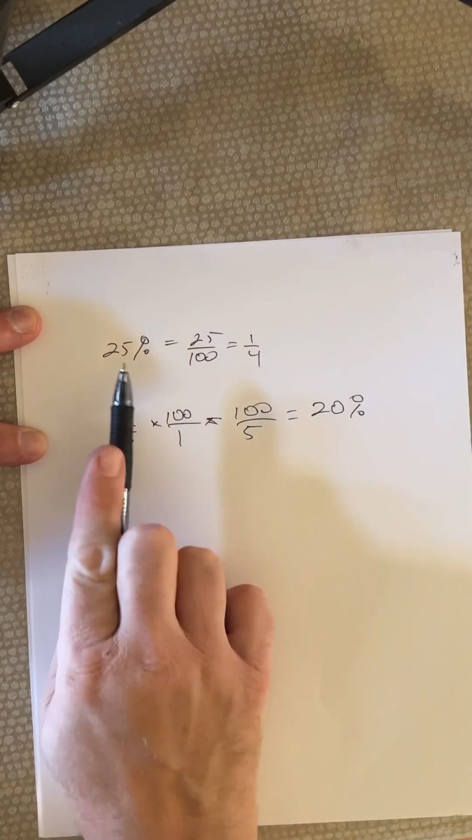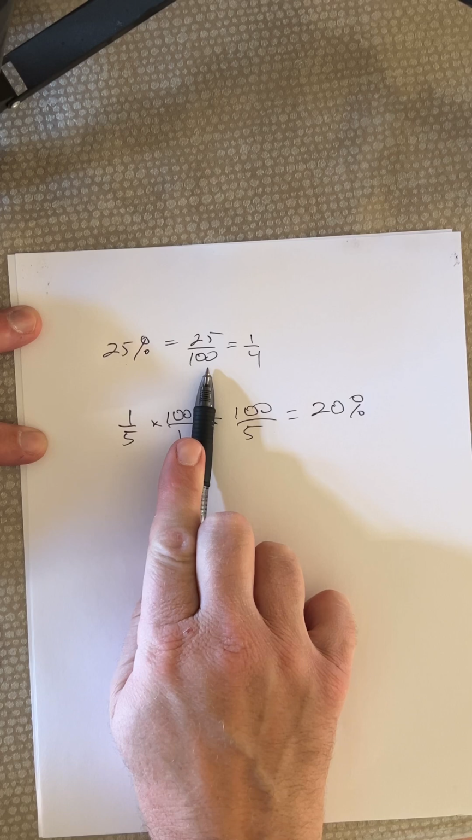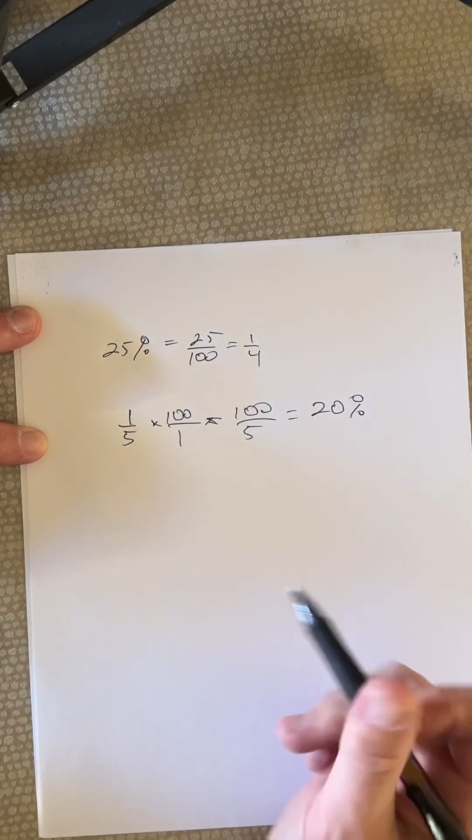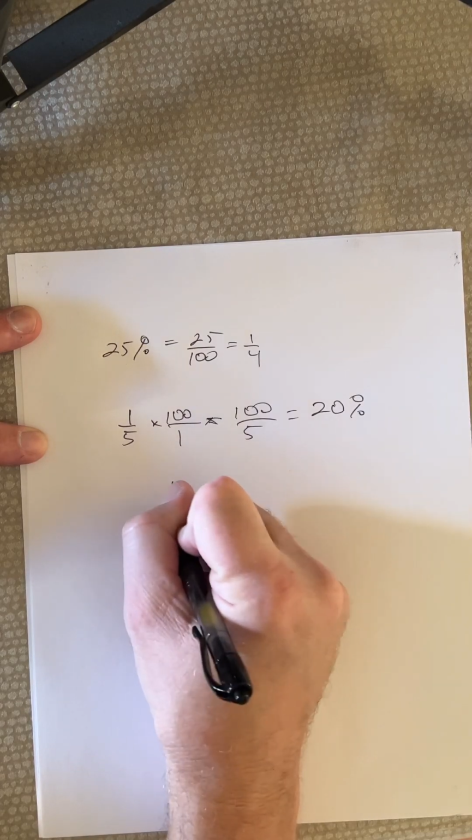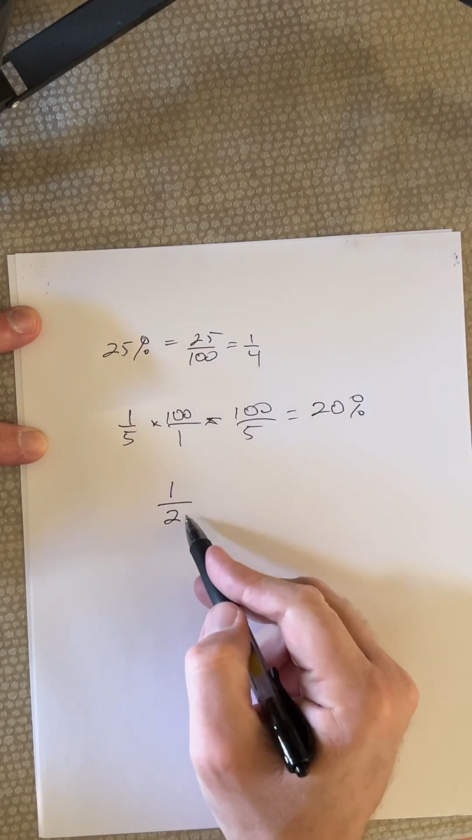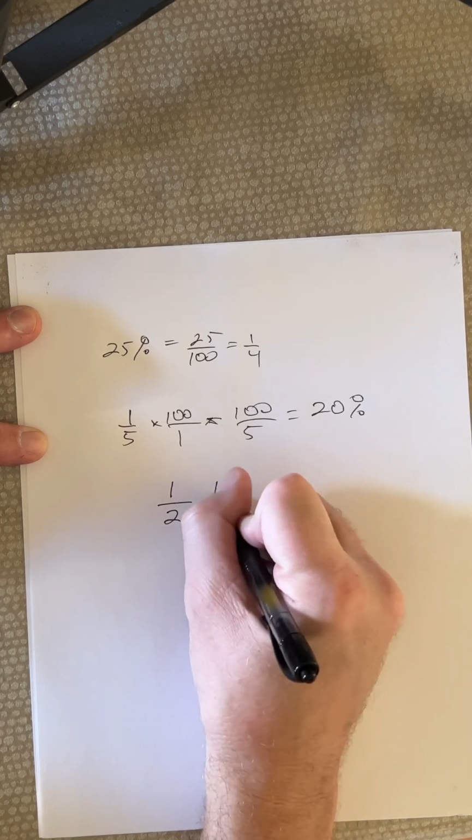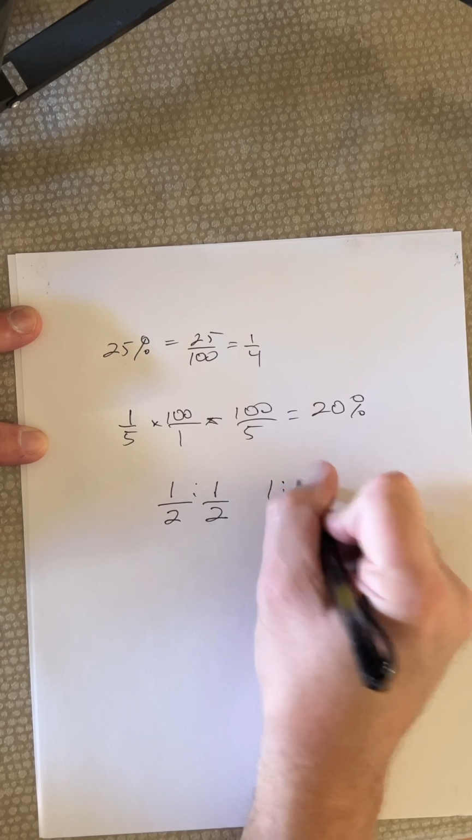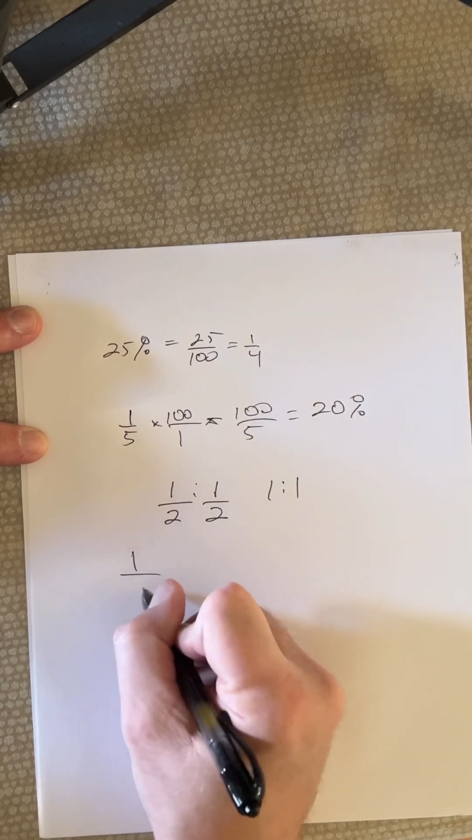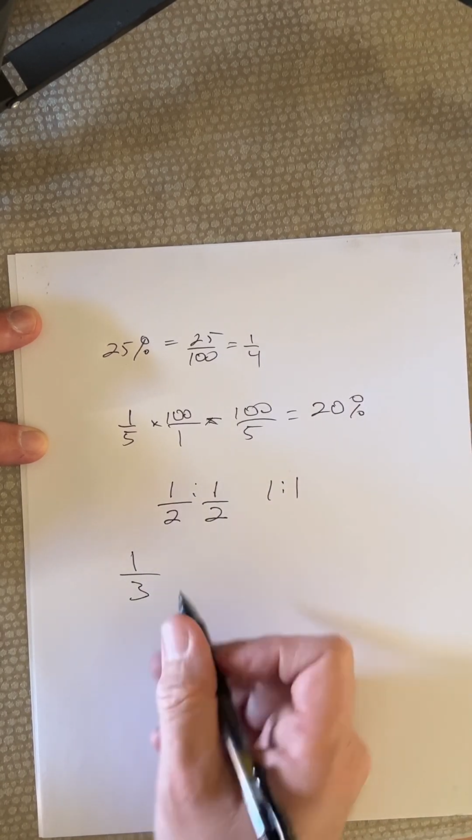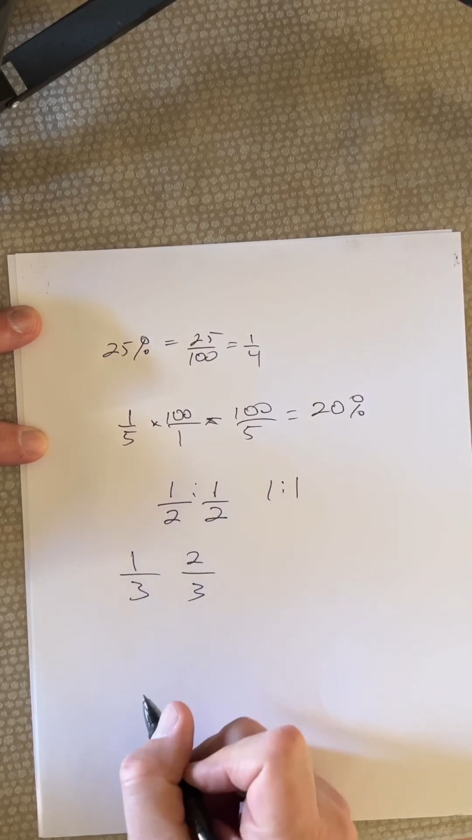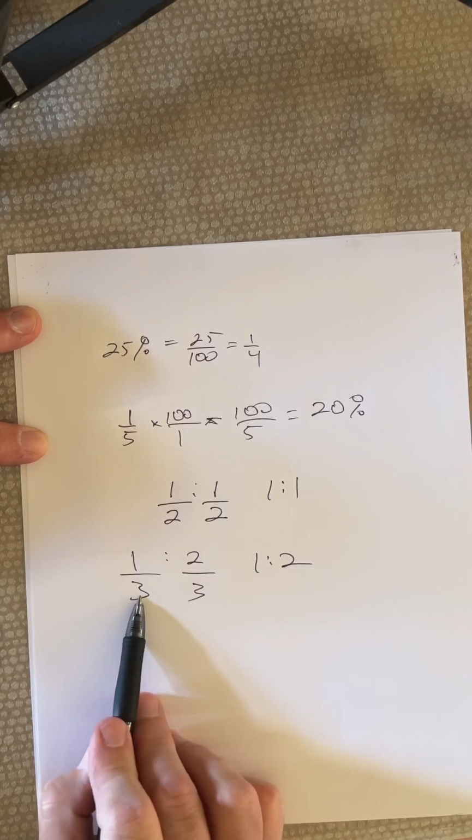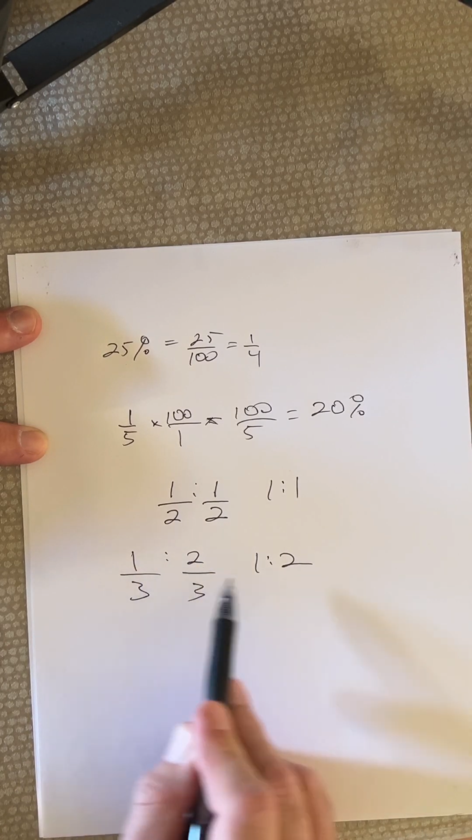Okay, so to go from a percentage to a fraction, divide by 100. To go from a fraction to a percentage, multiply by 100. Okay, and then for ratio, if we have a 1 out of 2 that is active, that means there's another 1 out of 2 that's inactive. So that's a ratio of 1 to 1. If I have a 1 out of 3 that's active, that means I have 2 out of 3 that's inactive. So my ratio is 1 to 2. In other words, we have 3 total parts. 1 is active, 2 is inactive, 1 to 2.